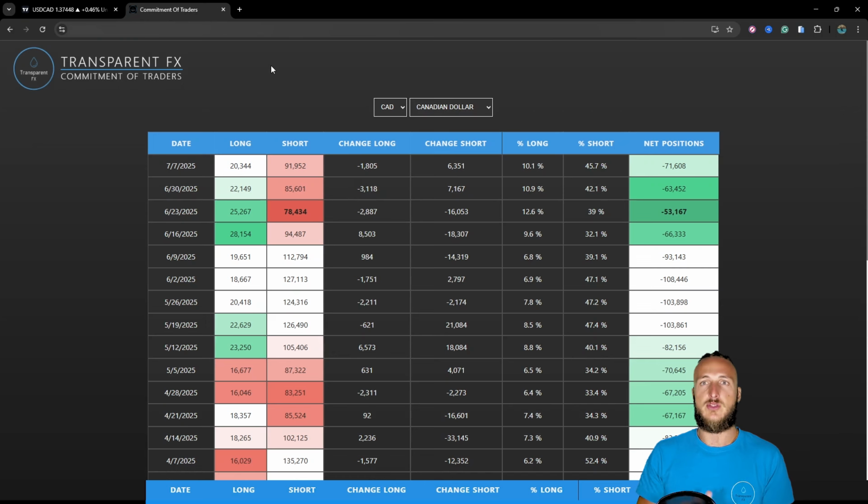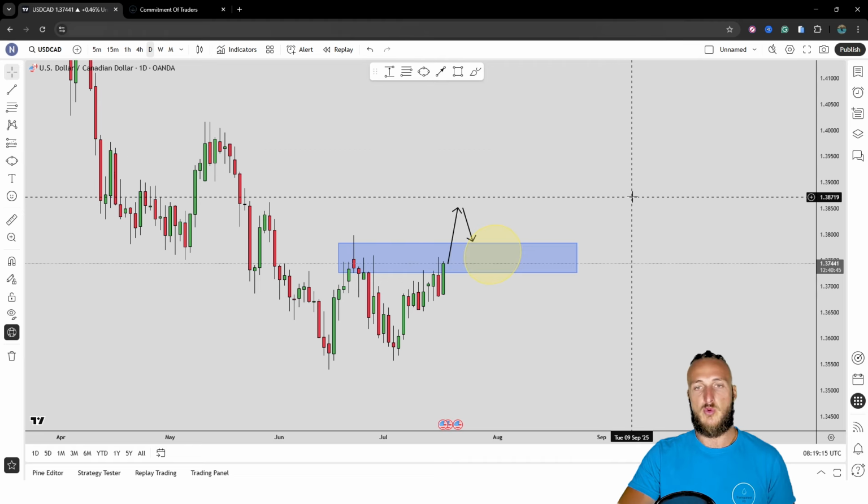So clearly, institutions are moving back to the bearish side for the CAD, which means to the bullish side for USD-CAD, because again, all currencies on the spot are traded against the USD. So let's keep all of this in mind and move back to the chart.